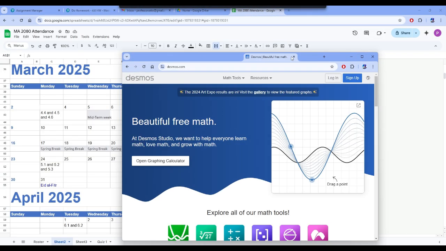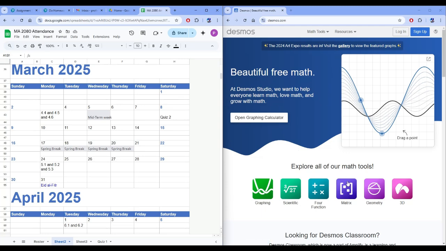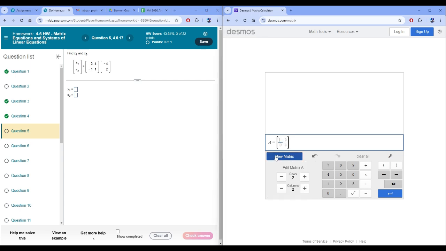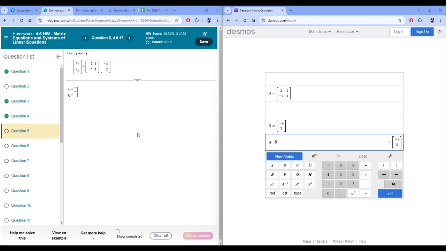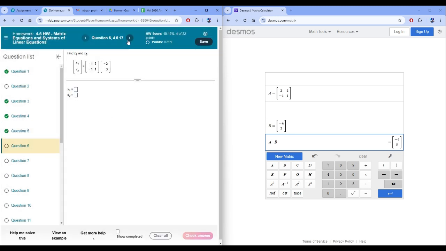So maybe now is when Desmos is going to come into play. Let's go to matrix, going back to my homework. If I do a new matrix, which is 3, 4, -1, 1, hit enter, get another matrix, which is a 2 by 1 of -4 and 2, hit enter, and then we're going to do A times B, which gives me -4, 6. So hopefully this makes sense. Literally the same exact thing.